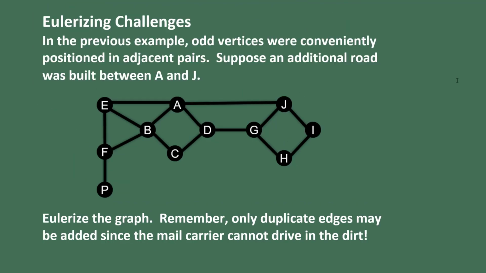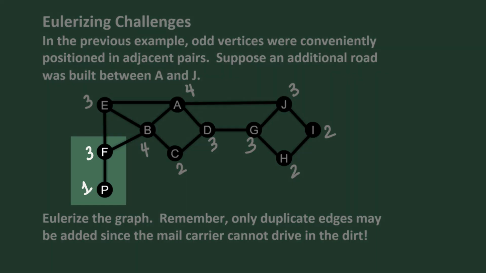Let's look at this graph where we've got an additional edge between A and J. Okay, so we're going to imagine that our neighborhood has built an extra road with a row of houses on it, right? And now we have a vertex of degree 1, a vertex of degree 3, a vertex of degree 3, vertex of degree 4, 3, 2, 2, 3, 3, 2, and 4. Some of the odd vertices are adjacent to another odd vertex, like F and P here. Add a duplicate edge, and yay, this is now degree 4 and this is degree 2.